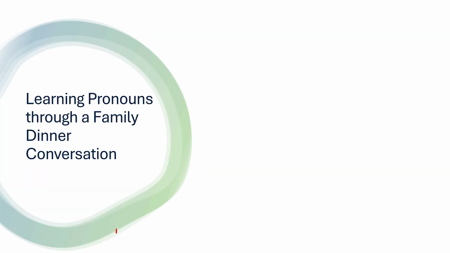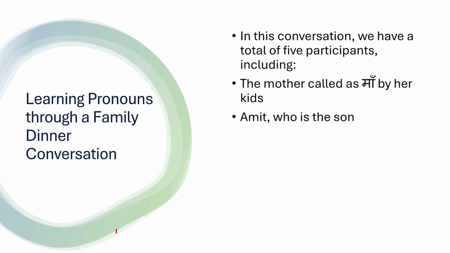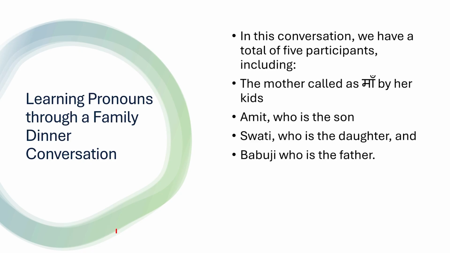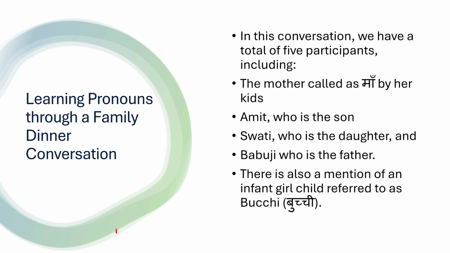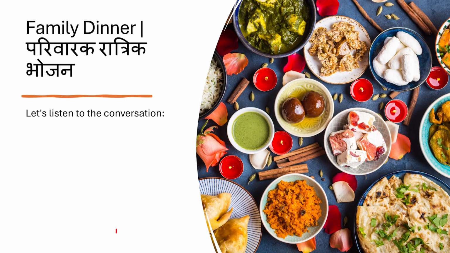In this lesson, we are going to learn the pronouns through a conversation. This conversation has a total of 5 participants, including the mother, who is called Ma by her kids, then Amit, who is the son, and then Swati, who is the daughter, and Babuji, who is the father. There is also a mention of an infant girl child referred to as Bucci. So, this is the third person. Let's listen to this conversation.